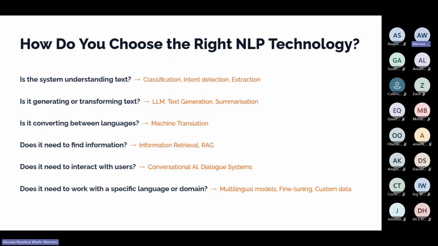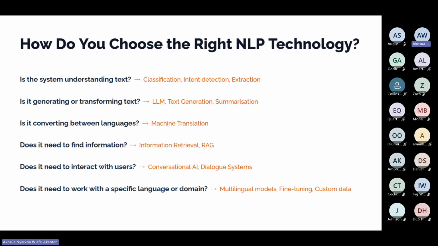So you need to start with the problem again. Just as we spoke about in the previous slide, you identify your problem, you identify what the user needs, and then you identify what the system needs to do with a particular language, and then finally choose the technologies. Basically, I recommend we think about these flows when we are trying to choose the right NLP technology for our solution. Okay, so the first question we have on the slide is: is the system understanding text?